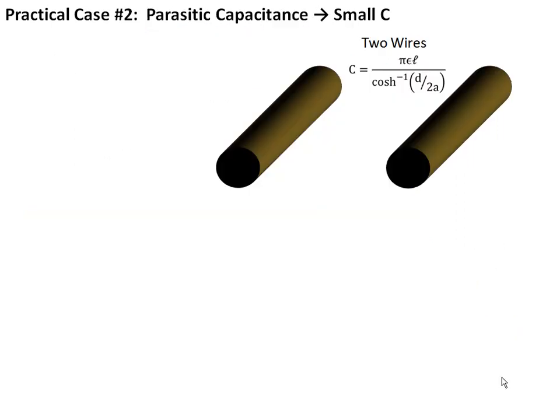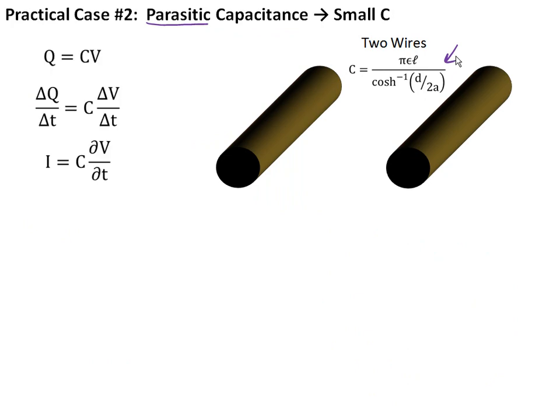Let's take a look at another case where you want to have very small capacitance, and we call this parasitic capacitance. We know if we have two wires, they're going to have some capacitance between them, and we have an expression for that, complicated as it may be. We also know that we have some relationships between charge and voltage that are given by the capacitance, and we can express that as the current being equal to the capacitance times the rate of change of voltage.